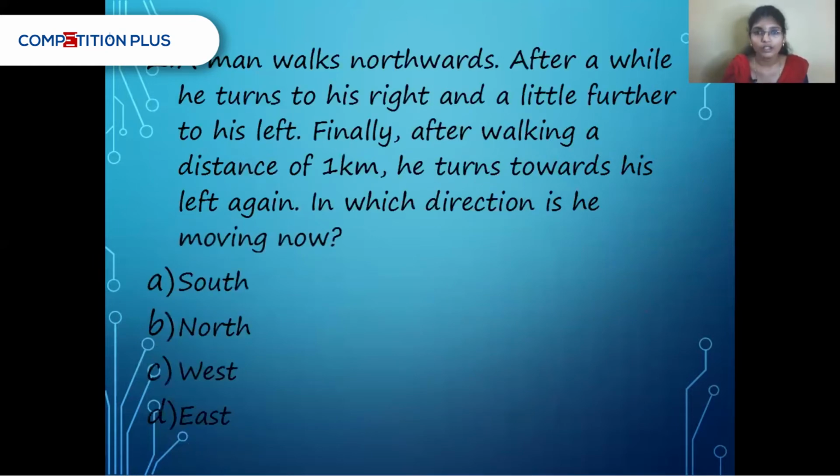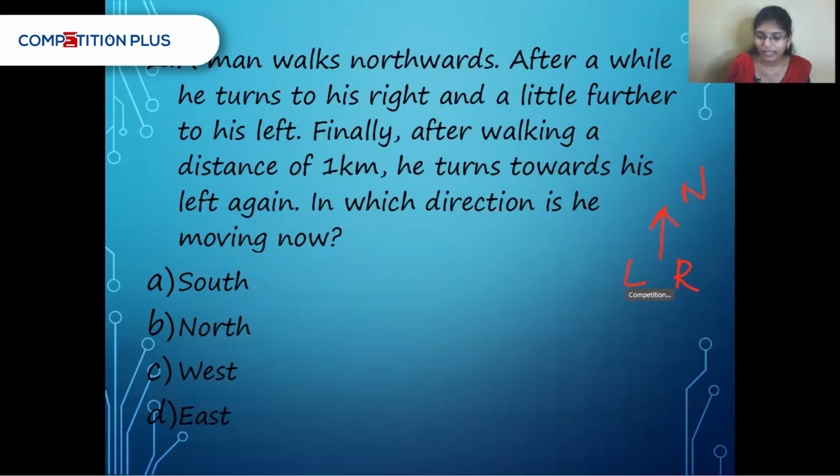A man walks northwards. After a while, he turns to his right and a little further to his left. Finally, after walking a distance of 1 kilometer, he turns towards his left again. In which direction is he moving now? Okay, so let's solve this by drawing the map of the question. A person is moving towards the north. So when you are facing north, this should be your right and this should be your left.